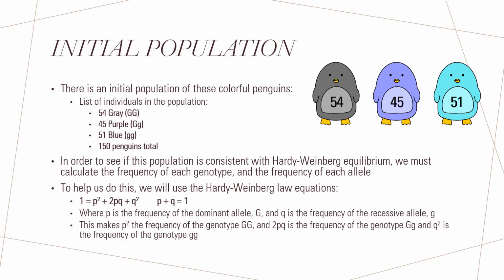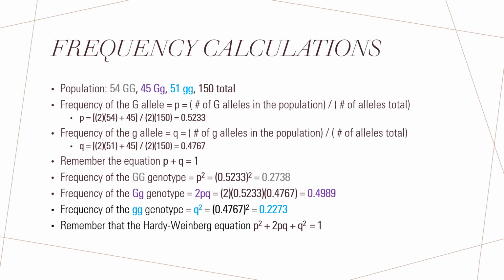In order to see if this population is consistent with Hardy-Weinberg equilibrium, we must calculate the frequency of each genotype and each allele. To help us do this, we will use the Hardy-Weinberg law equations. P represents the frequency of the big G allele, and Q represents the small g allele. Now to calculate the frequencies.